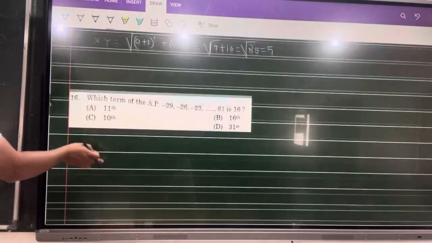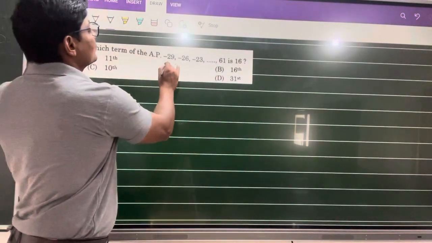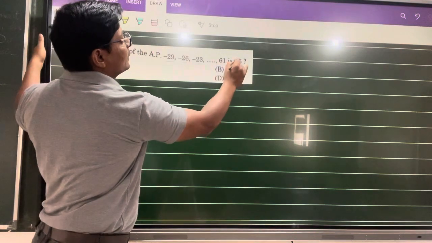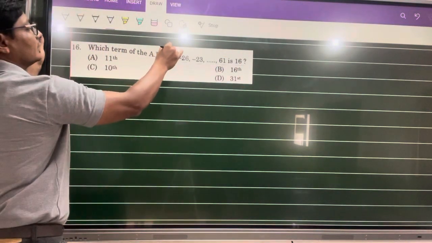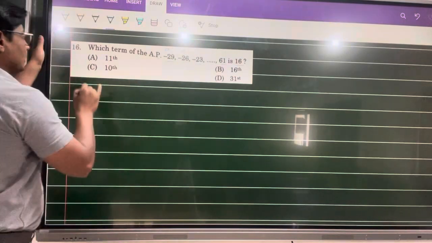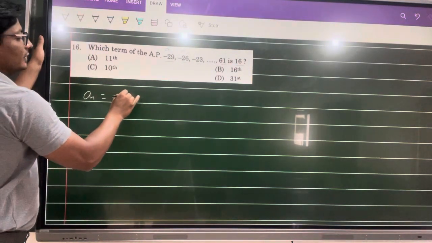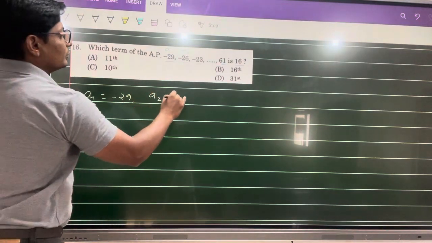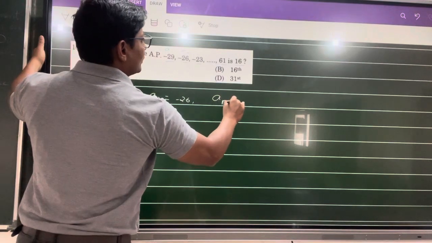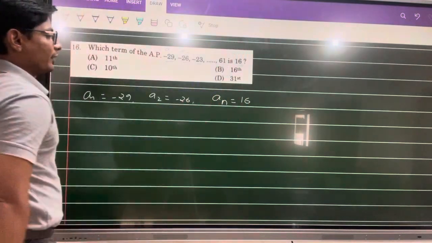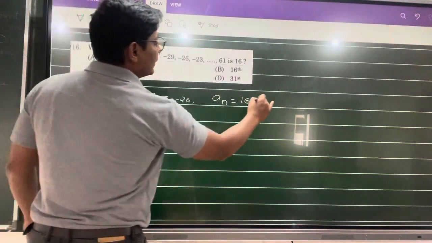Fine. Then 16th question says which term of the AP minus 29, minus 26, minus 23 is 61? So they have given here an AP. So let us say this is A1, A2, and so on. So I'll just write here once again. They have given A1 equals minus 29, A2 equals minus 26. Okay, and they have given an equals 61, some term's value they have given, and we have to find which term it is. So we have to basically find n.